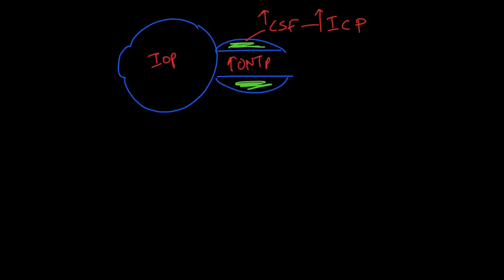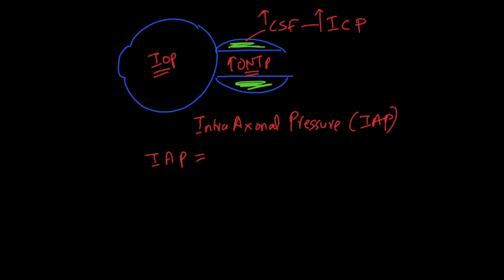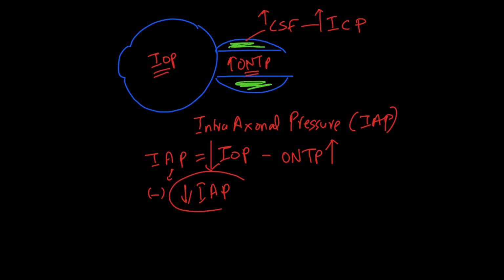Now, there has to be a pressure gradient between IOP and ONTP. It's called the intra-axonal pressure, IAP. So, the IAP is equal to IOP minus ONTP. Whenever there is a rise in optic nerve tissue pressure, or a reduction in IOP, the IAP is going to have a negative value, or a reduction. A reduced intra-axonal pressure will cause disc edema by axoplasmic stasis.